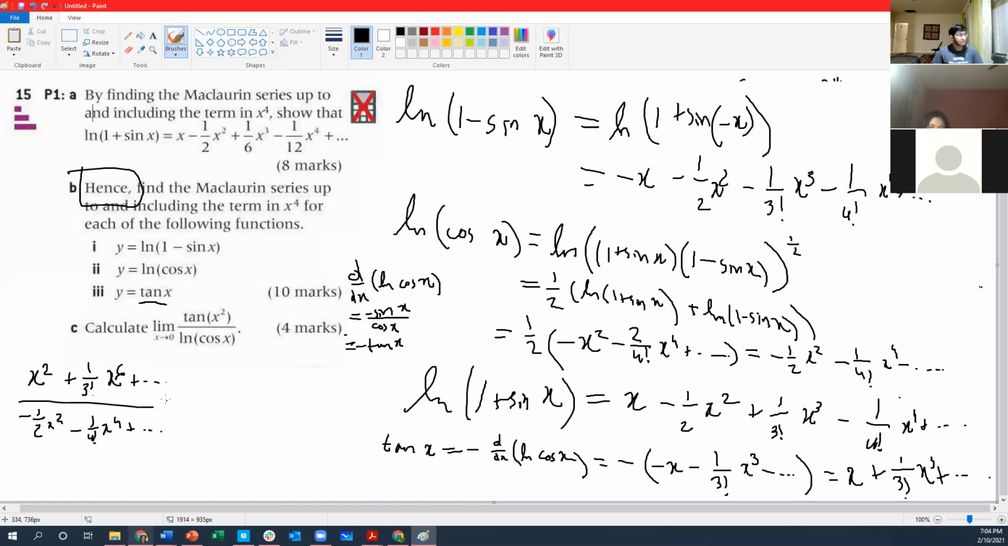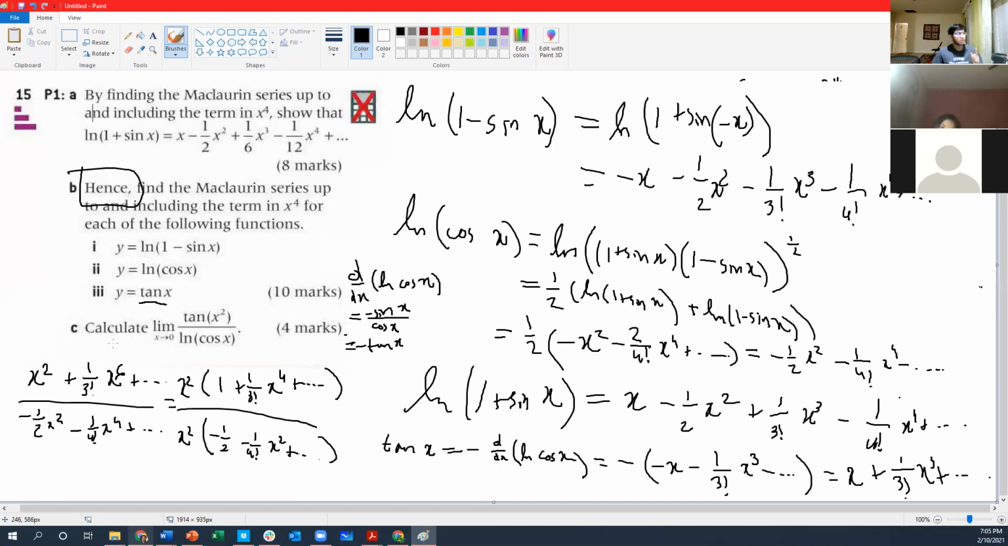Now, what we can do is factor out x squared from the top and the bottom. If we factor out x squared from the top and the bottom, we're going to get x squared times 1 plus 1 over 3 factorial x to the 4 plus dot, dot, dot. And then in the bottom, we're going to get x squared times minus 1 over 2 minus 1 over 4 factorial x squared plus dot, dot, dot.